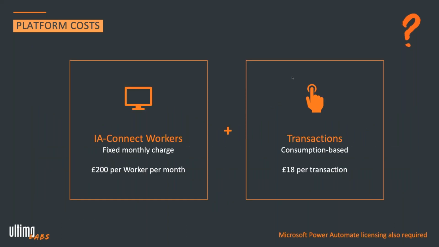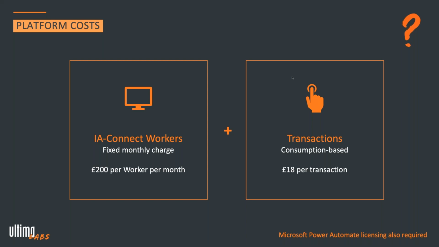So platform costs, we aim to be as transparent as possible about the platform costs. In fact, they're available on our website. We don't hide anything. It's made up of two things primarily, although PowerAutomate licensing is required. On top of the PowerAutomate licensing, IConnect workers, it's a fixed monthly charge. The workers are what give you the RPA functionality and all of the intelligence behind it. That's a fixed monthly charge of £200 per worker per month.